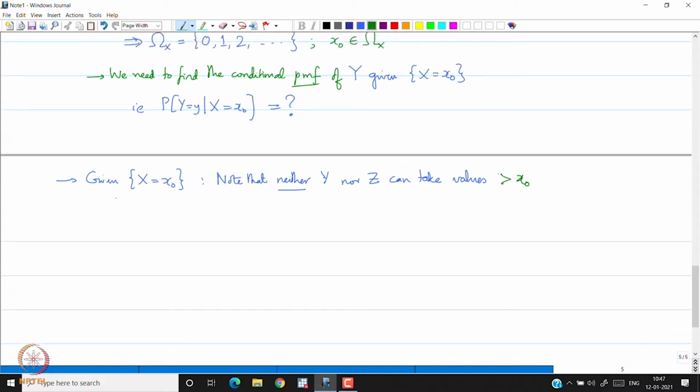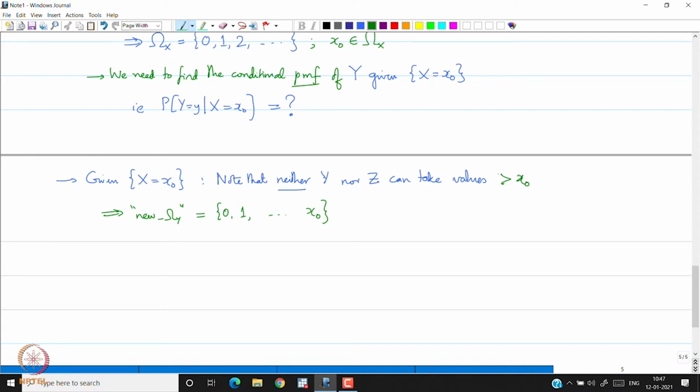This clearly means that, given that X equals x naught, this omega Y is basically going to be the set of values 0, 1, up to x naught. It cannot take values bigger than x naught, but it can take any value up to and including x naught.